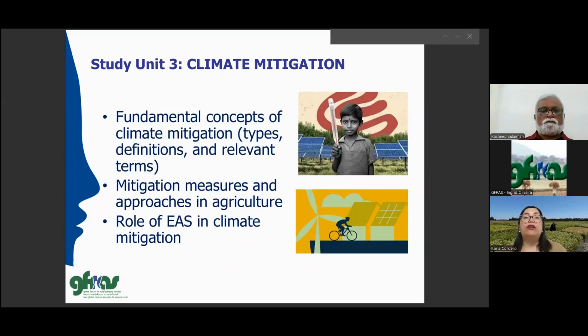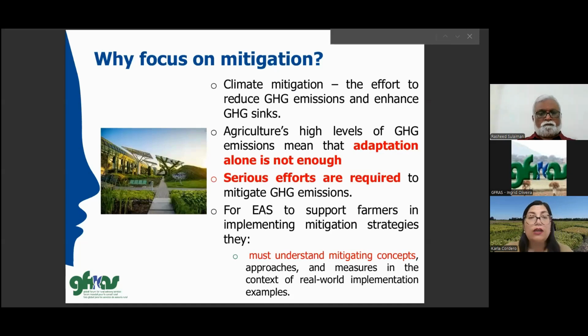Then finally, we're going to start study unit 3, which focuses on climate mitigation. We're going to cover some fundamental concepts, types, definitions, and relevant terms. We are going to see some mitigation measures and approaches in agriculture, and the role of extension and advisory services in climate mitigation.